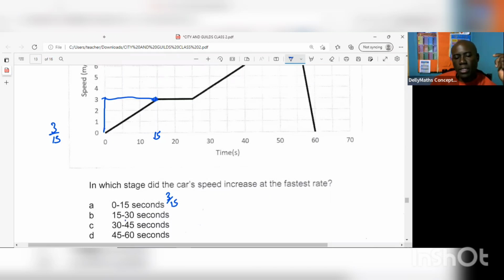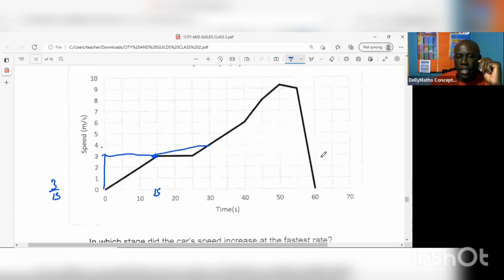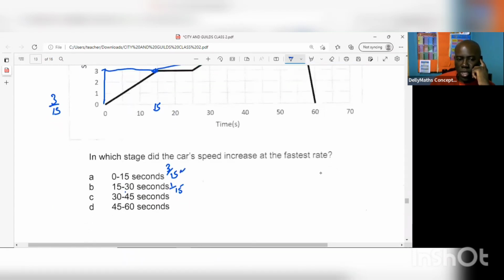Then we're moving from 15 to 30. This is 30, so we're talking about this right here. This is just 1 unit, so this is 1/15. You can see this is leading already. 30 to 45. Let's look. 30 is here, 45 is here. This is sharp. We're talking here to here. That's 4 over 15. So you can see it's winning.